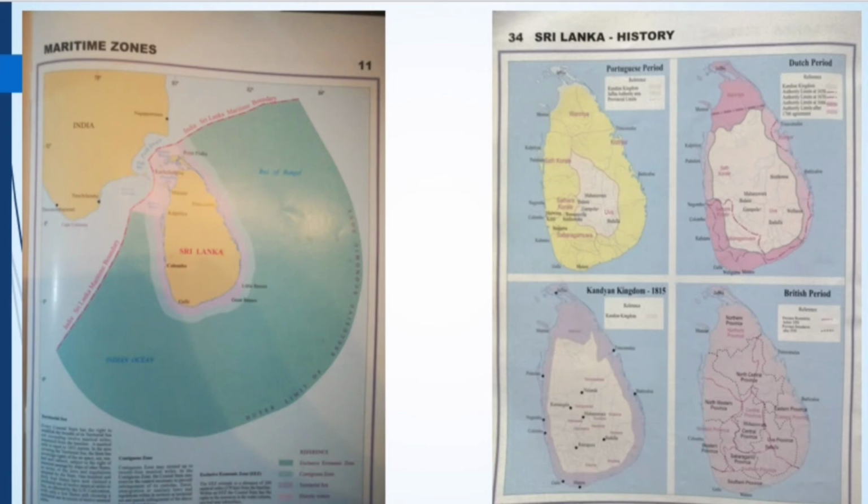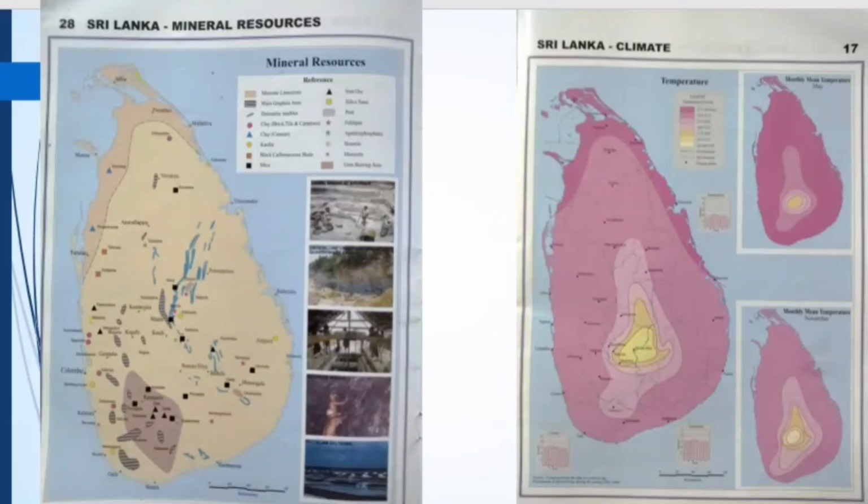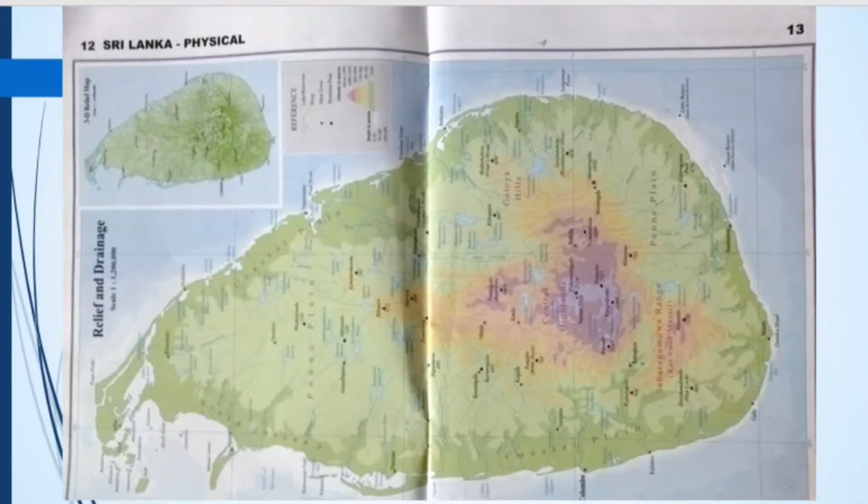In page number 34, Sri Lanka history. In page number 28, Sri Lanka mineral resources. In page number 17, Sri Lanka climate. In page numbers 12 and 13, Sri Lanka physical map or the relief and drainage map.